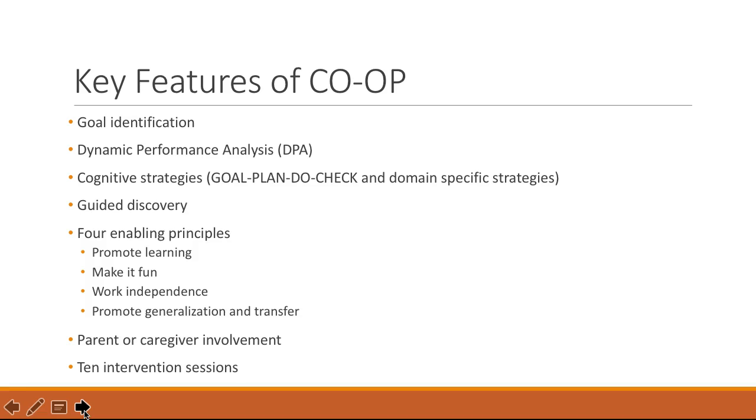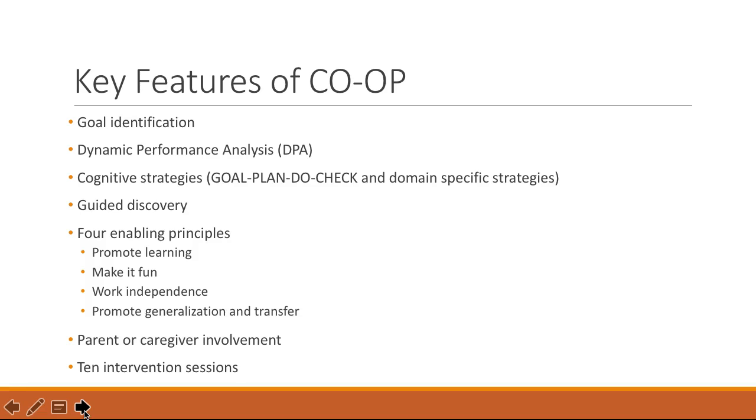The fourth feature is guided discovery. It's a process in which the learner is helped to identify how to problem solve and then given hints, coaching, feedback, and modeling. The fifth feature of co-op includes the 4 enabling principles, which are to make the session fun, focus on promoting learning, work towards the child being more independent, and promote generalization and transfer of skills. The sixth key feature of co-op is the parent or caregiver involvement, which, like I mentioned on the last slide, is key to the success of this intervention.